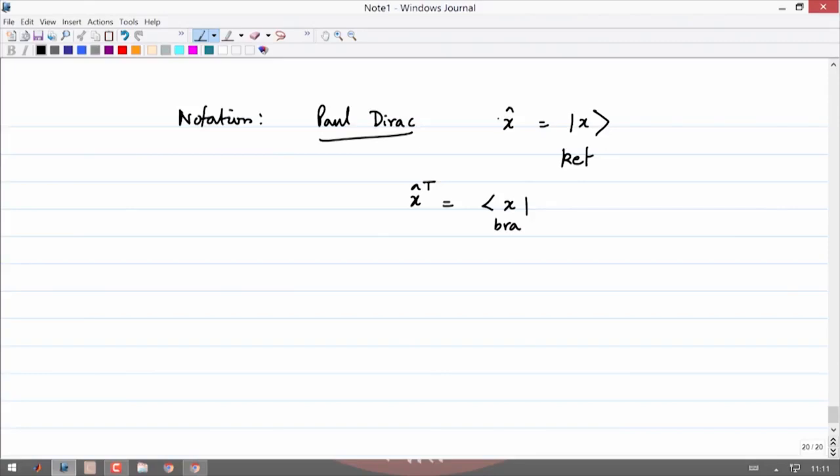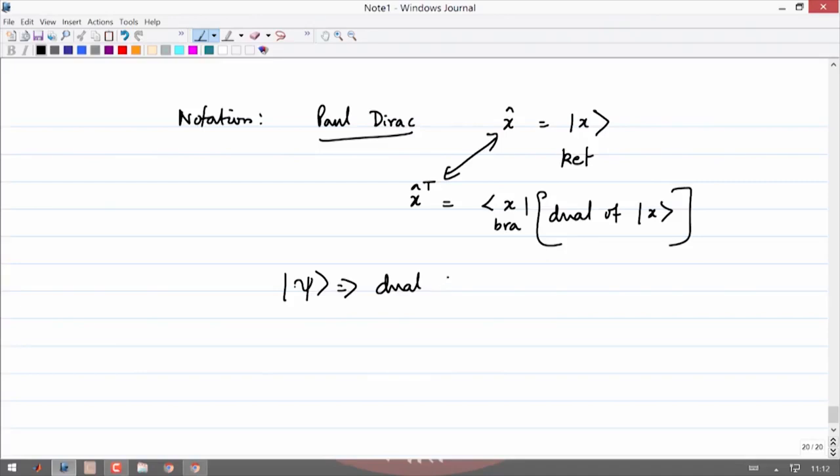Since these are real, the relation between the ket and bra is a transpose of the quantity. If the basis vectors are complex in nature, then the relation between the ket and bra will not be just the transpose, but it will be transpose complex conjugate. Suppose we have a psi, which is a complex vector, the bra is called the dual of the ket vector. Okay.